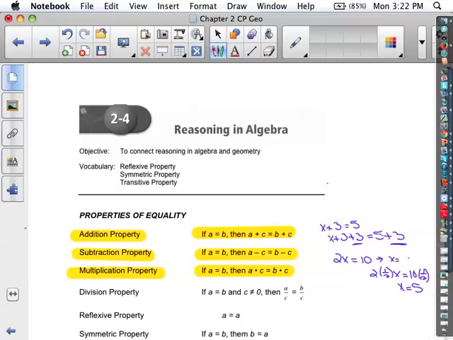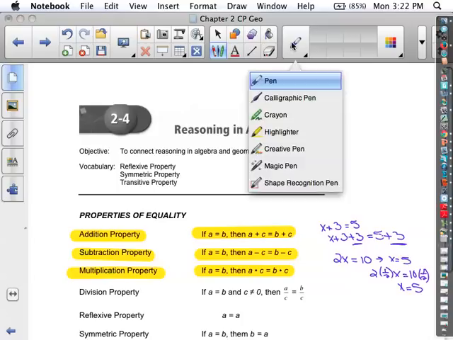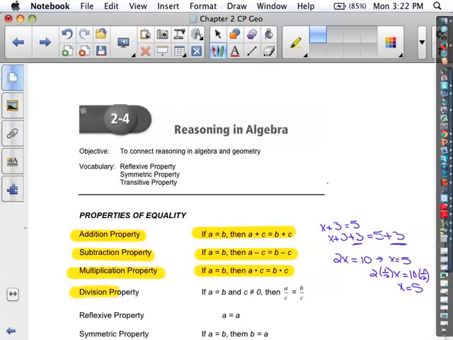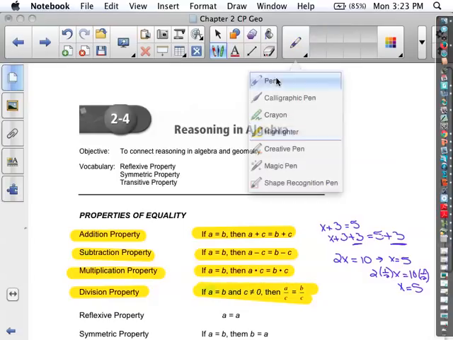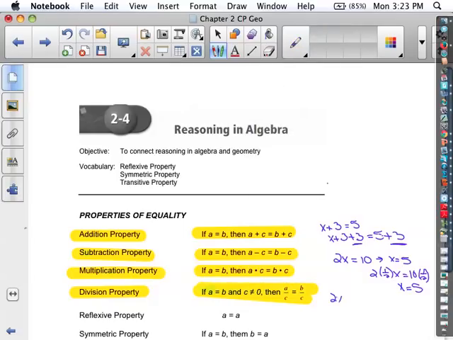Division property looks very similar to the multiplication property. They are opposites of each other. So if you divide both sides, for example, if I had that same example, 2x equals 10, we know the answer is x equals 5. If I divide both sides by the same number, 2, I get x is equal to 5. So the solution doesn't change when I do the same operation to each side.